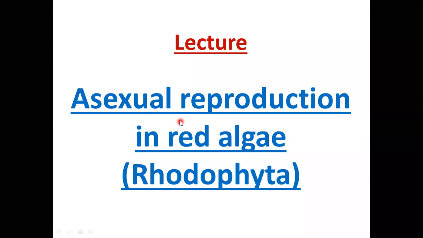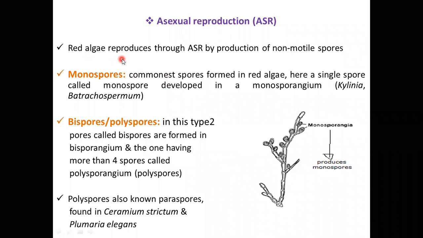Welcome back with a new lecture in which we will discuss asexual reproduction in red algae, which is also known as Rhodophyta. Red algae generally reproduce through asexual reproduction by the production of non-motile spores. So you have to remember this important property of red algae: the motile spores are absent. They produce a few types of spores, the common one being the monospore.